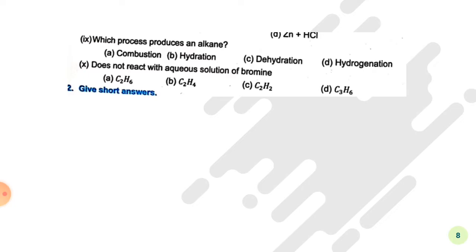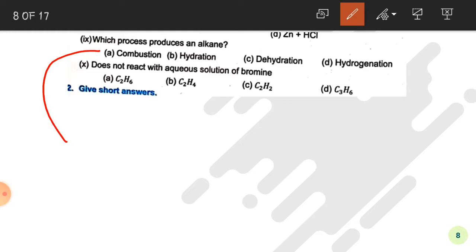Which process produces an alkane? First one is the combustion. In the combustion, we have read that if it is a complete combustion, then our end products are carbon dioxide and water. So alkane is not produced, but alkane has been converted into carbon dioxide and water. So this is not a correct option.